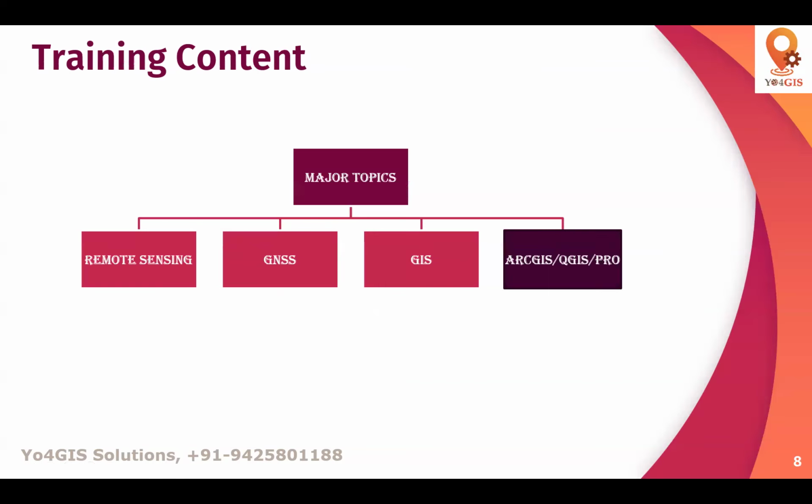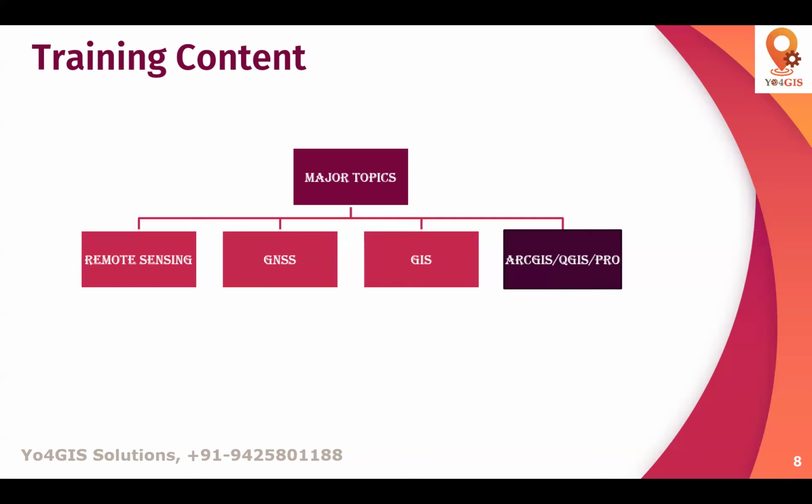Now, after that, what are the major parts we have in the training? The first topic we are going to cover in our training is remote sensing. After remote sensing, we will give you an introduction to GNSS: how GPS is working, how we are getting the location on the map, and what kind of GPS we are using. So you will get the knowledge of GNSS.